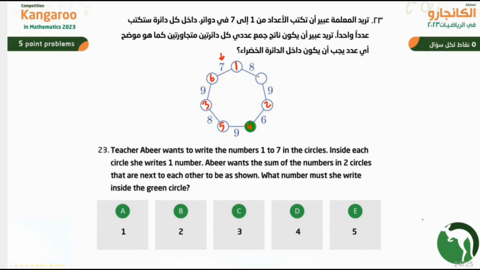And 2 plus 7 gives us 9, and 7 plus 1 gives us 8. So this is correct, and we used all the numbers. So what is inside the green circle? We have 4, so D is the correct answer.